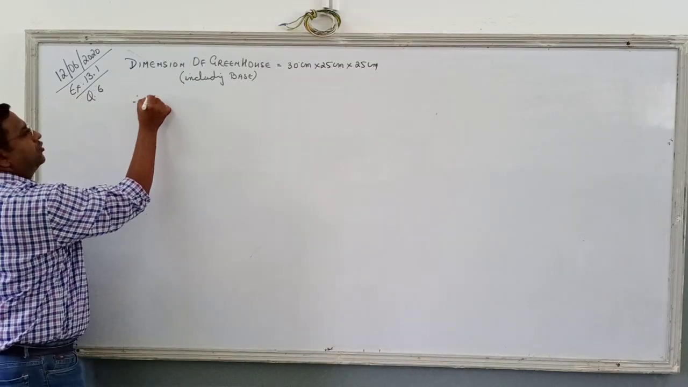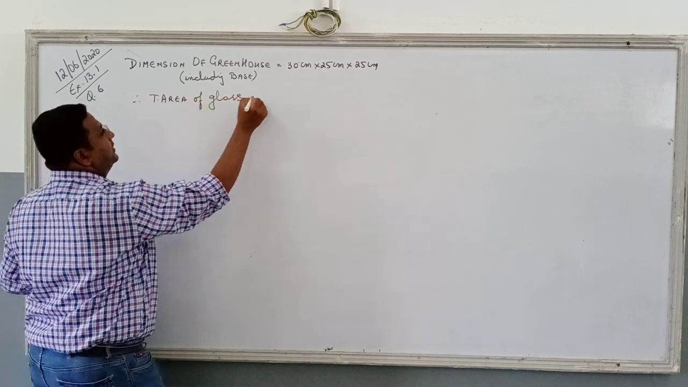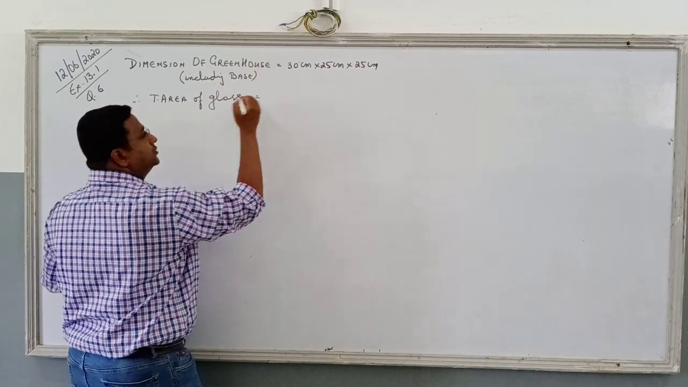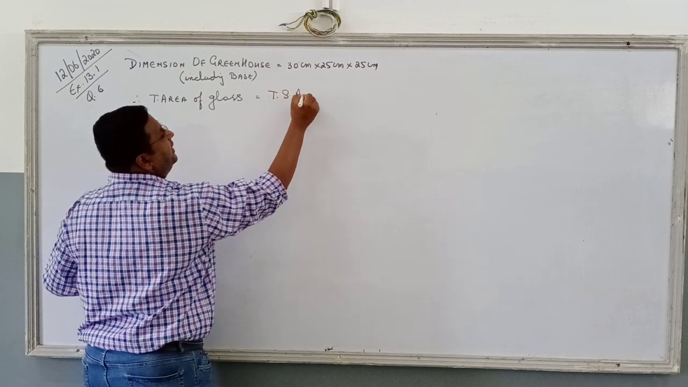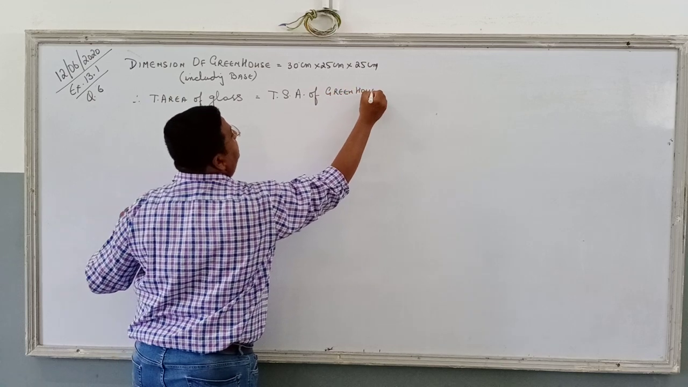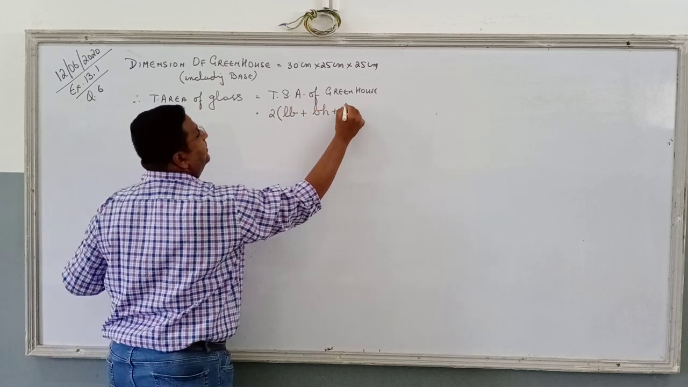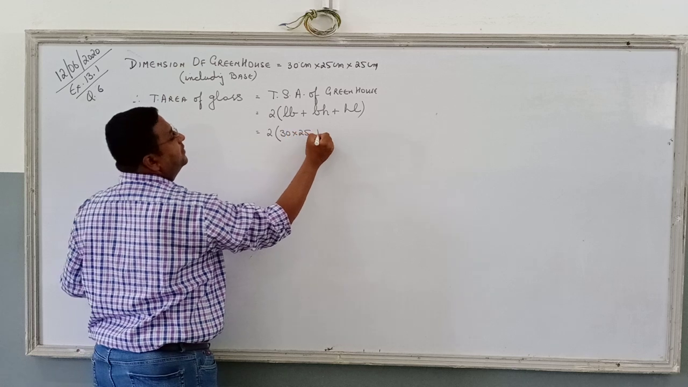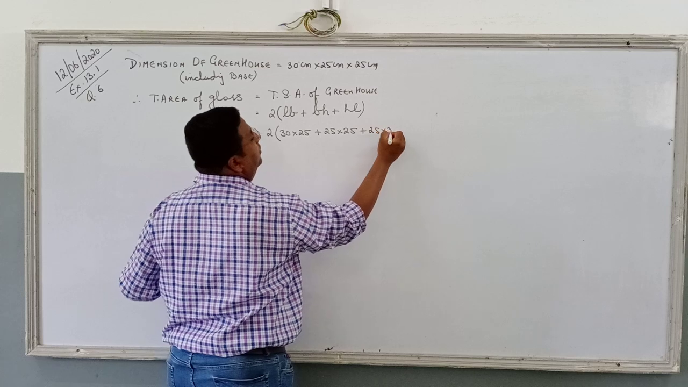So where is the glass used? So therefore total area of glass, is it including the base? Definitely it has the top and the four walls. So total area of glass is equal to total surface area of greenhouse. So that is equal to 2 into (LB plus BH plus HL). So 2 into (30 into 25 plus 25 into 25 plus 25 into 30).